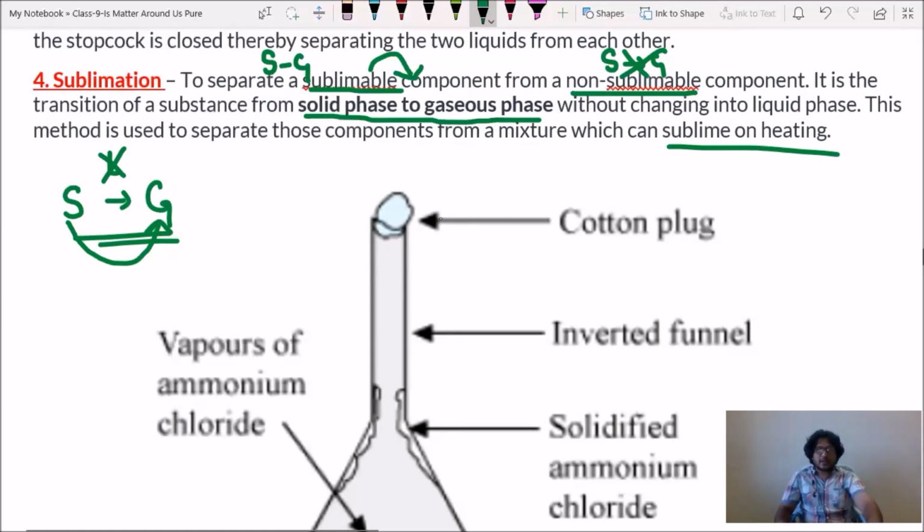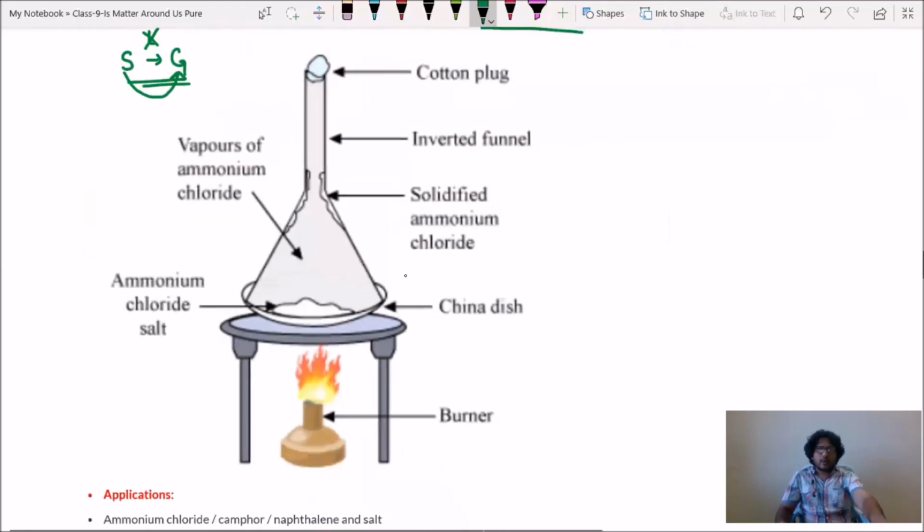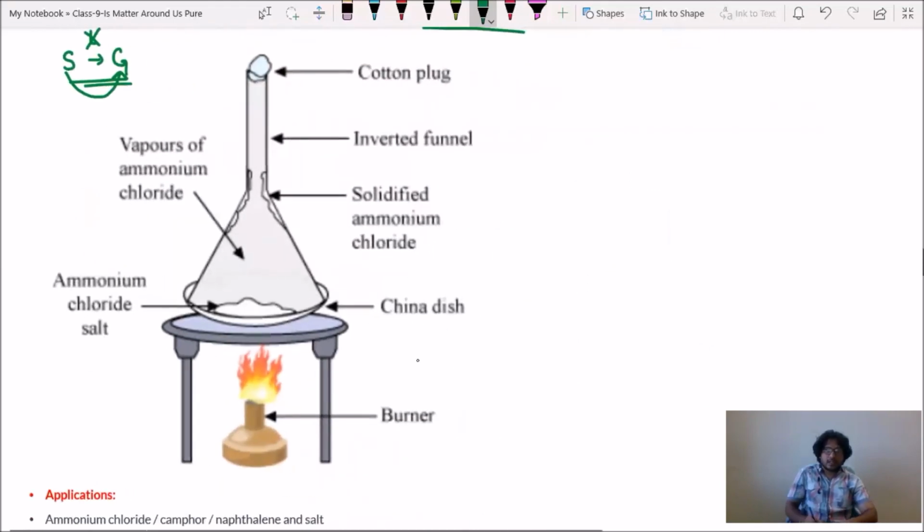We'll try to understand by seeing this experiment. Take one china dish first. Take one china dish, and suppose you have a mixture containing ammonium chloride salt, and you heat it using a Bunsen burner. Automatically you can observe that vapors of ammonium chloride will be coming out from the ammonium chloride salt.